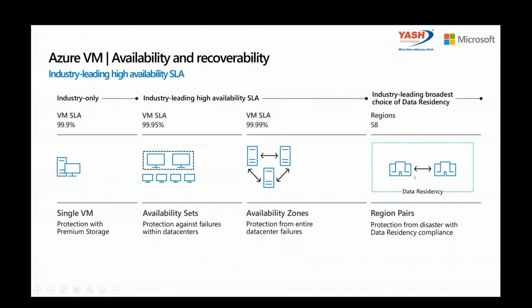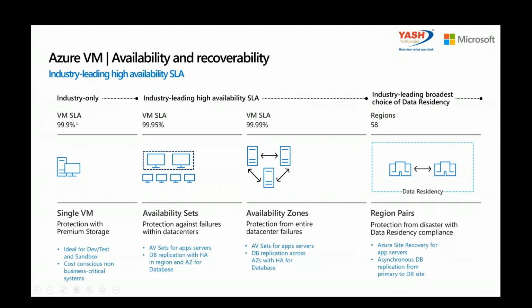In terms of the availability of the cloud, we are one of the only cloud providers to offer an SLA on a single VM. The only condition here is to ensure that the VM is paired with premium SSD disk storage for a 99.9% uptime SLA. This is really ideal for cost-conscious customers and not that critical business systems as of today. It's extremely useful for any dev test or sandbox environments that you may need to host on Azure.